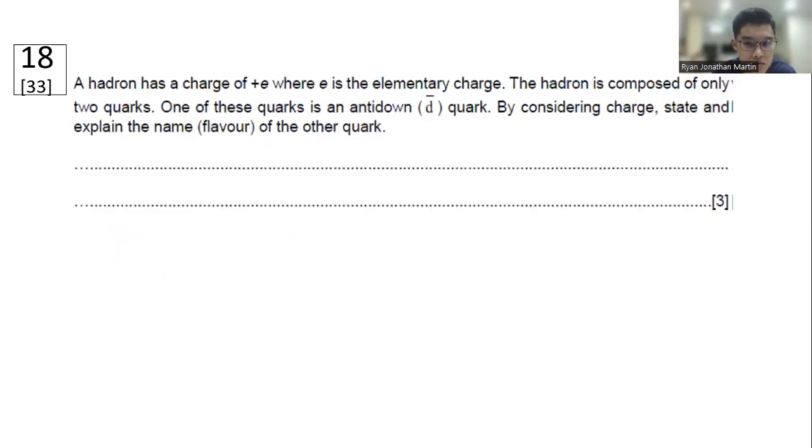Try this one. A hadron has a charge of E, where E is an elementary charge. The hadron is composed of only 2 quarks. One of these quarks is an anti-down quark. By considering the charge, state and explain the name of the flavor of the other quark.